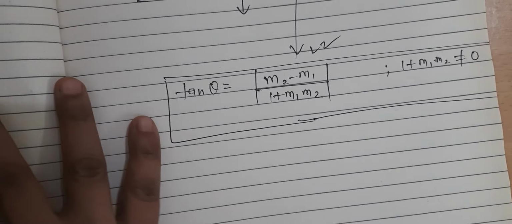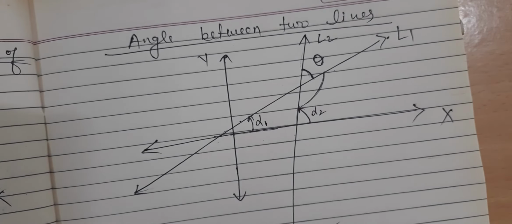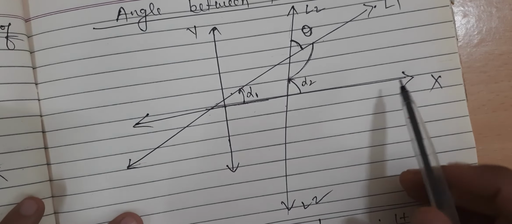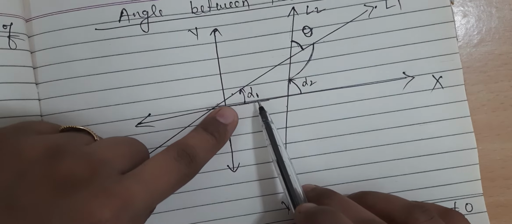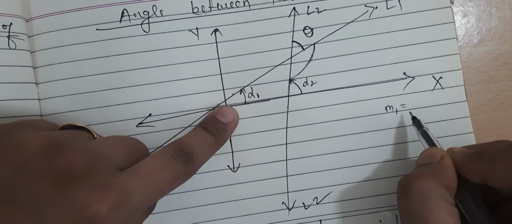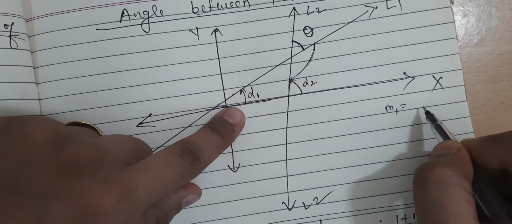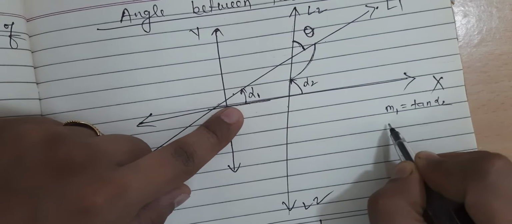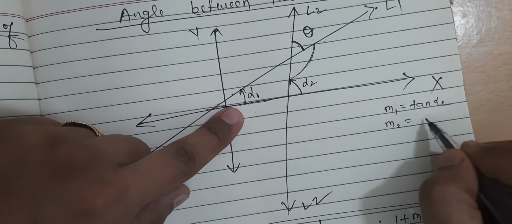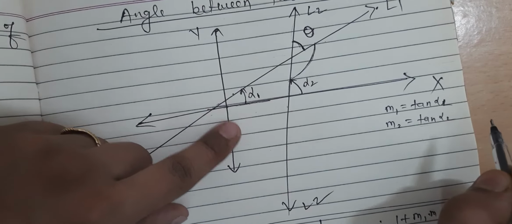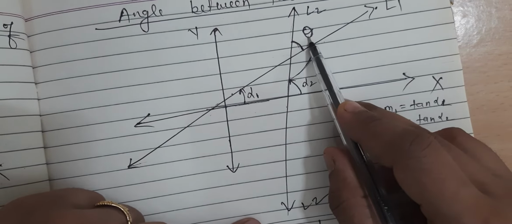Okay, now let us see the derivation, which is not very difficult. Here let us say the slope of the first line is m1, and here the angle is alpha 1, so the slope will be tan alpha 1, and the slope of the second line is tan alpha 2. Okay, now we have to find theta.